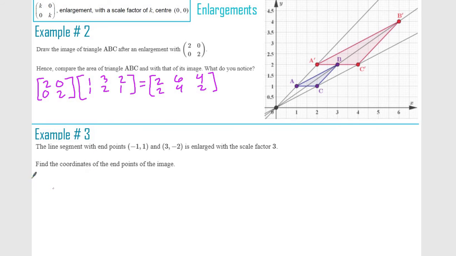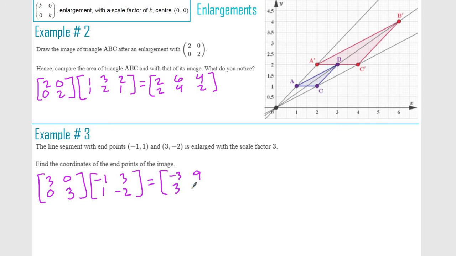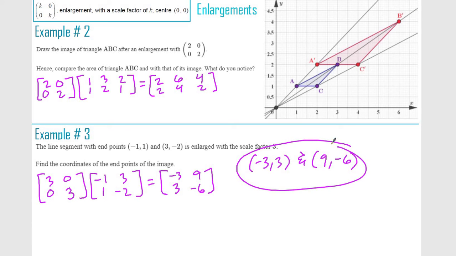So, let's see, we're going to enlarge it by a scale factor of 3. So it's just multiplying matrices. I mean, that's really all we're doing here. The key is not to overthink things. Okay? So this is -3, 9, 3, and -6. Okay, so the new coordinates are going to be -3, 3, and 9, -6. All right.